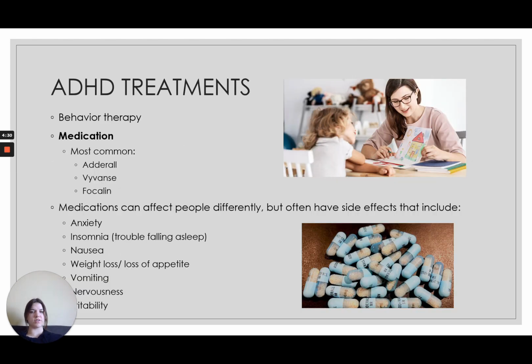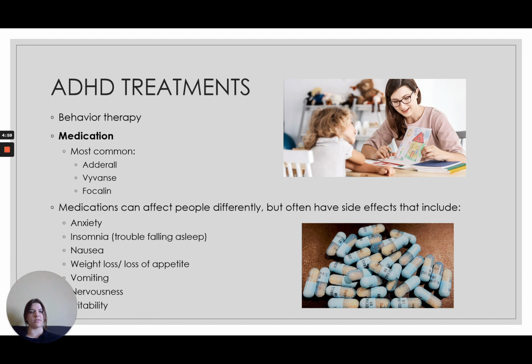Some ADHD treatments. One ADHD treatment is behavior therapy, which is usually used by children, and the main treatment of ADHD is medication. The most common medications used to treat ADHD are Adderall, Vyvanse, and Focalin. Focalin is a medication usually used whenever you're still a child, and then you move on to Adderall or Vyvanse.